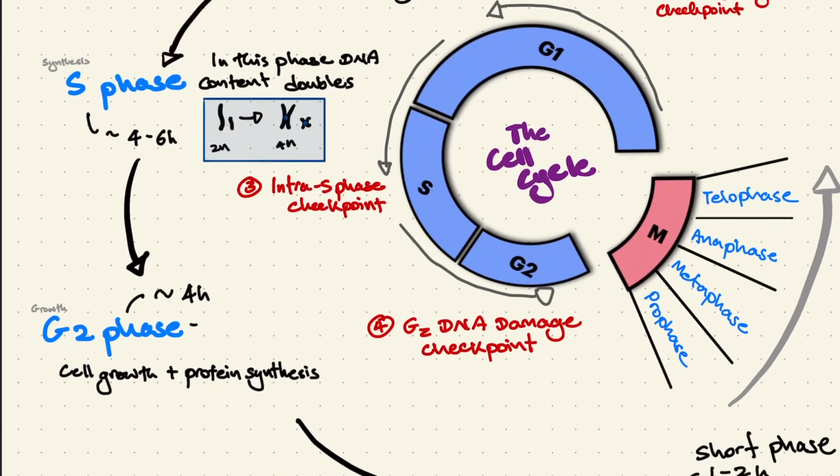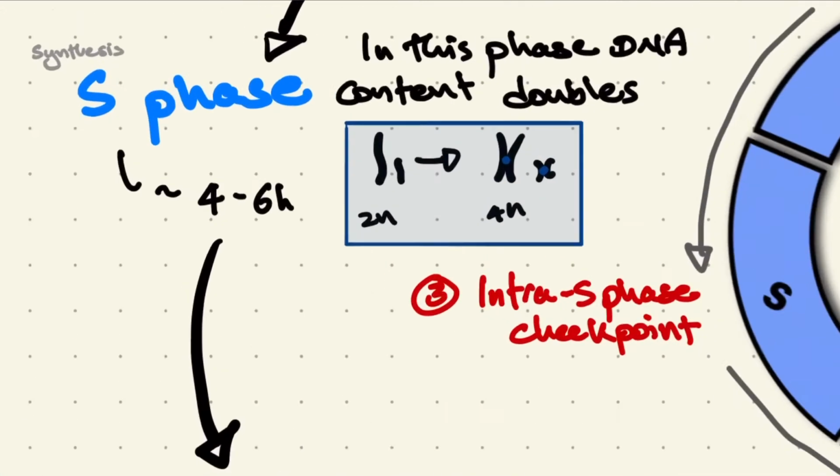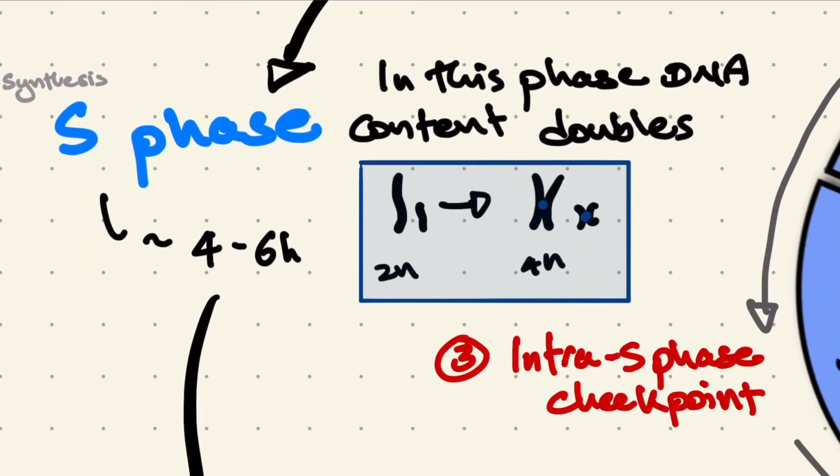This is where DNA synthesis takes place and the DNA content doubles. The DNA content in a cell is normally 2N, N referring to 23 chromosomes and the 2 meaning 23 pairs of chromosomes. However, after the S phase, we have 4N, and this is because each chromosome becomes a pair of sister chromatids joined by a centromere.